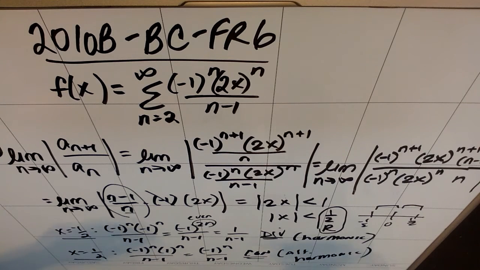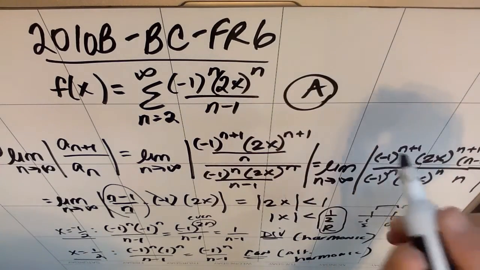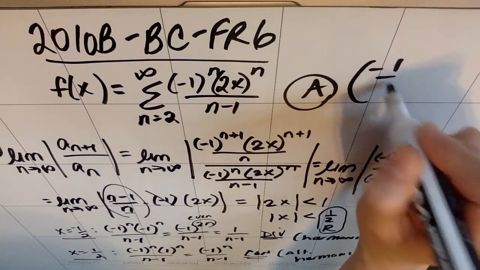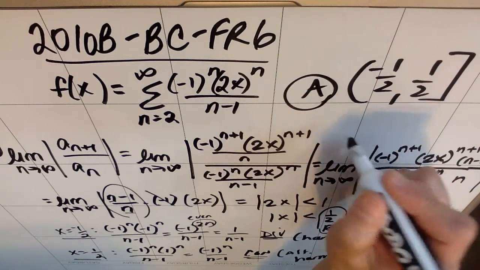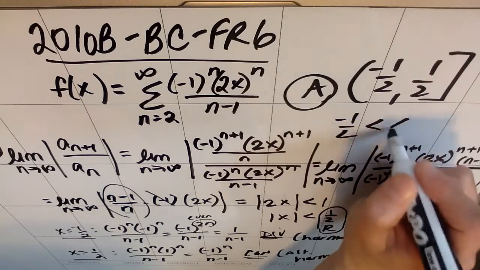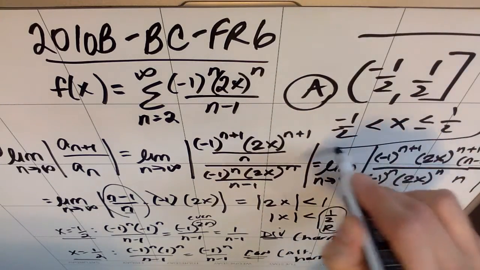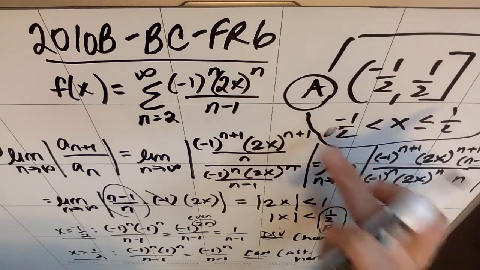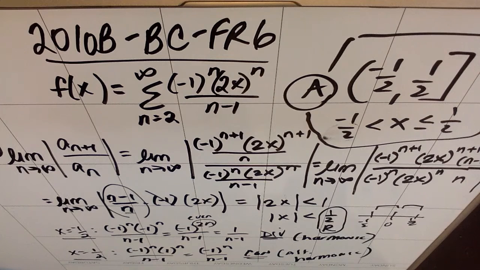So my final answer to part A then, if I just squeeze this up here, is either parenthesis with a negative 1/2, comma 1/2 bracket, because that's included, or if you like it better, you could have negative 1/2 is less than x is less than or equal to 1/2, right? That's your interval of convergence. Either way you like to write it, whether parenthetically or in traditional inequality notation, either of them is fine. Okay, so that's my part A.